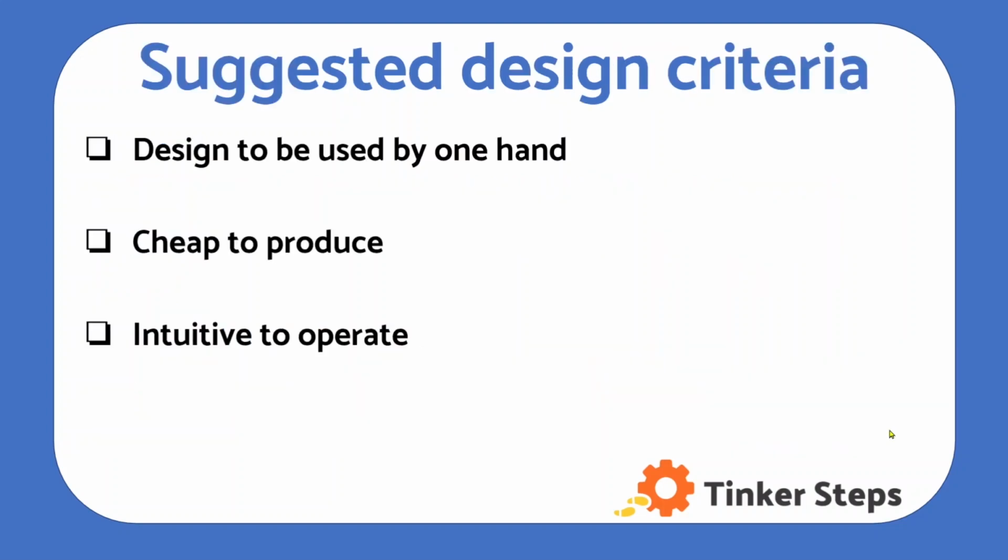I do suggest some design criteria just to keep it constrained. The first one is to design something to be used by one hand, and that's because the other hand, I'm guessing, will be holding a toothbrush. It should also be cheap to produce, and it should be intuitive to operate. The second dot point can be facilitated through our website, and we can have a look at that in more detail later on.